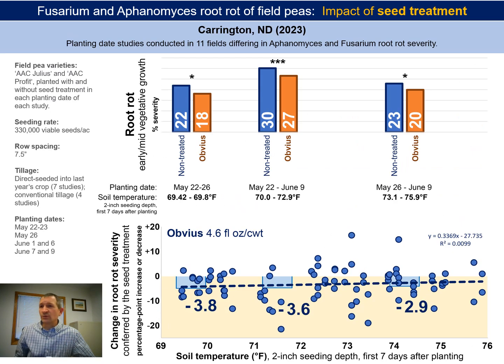All right, so we also did testing of Obvious in 2023, and we saw something very interesting. Now, 2023 was a very difficult year. It was extremely cold and wet early, like extremely cold and wet. And we couldn't plant any of our root rot studies until the earliest planting date was May 22nd, after the crop insurance deadline. That was the earliest we could get in. It was just so wet.